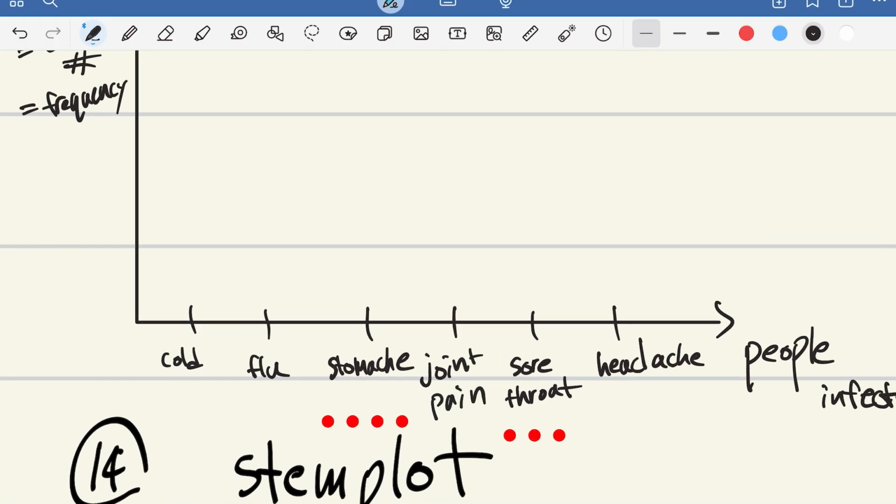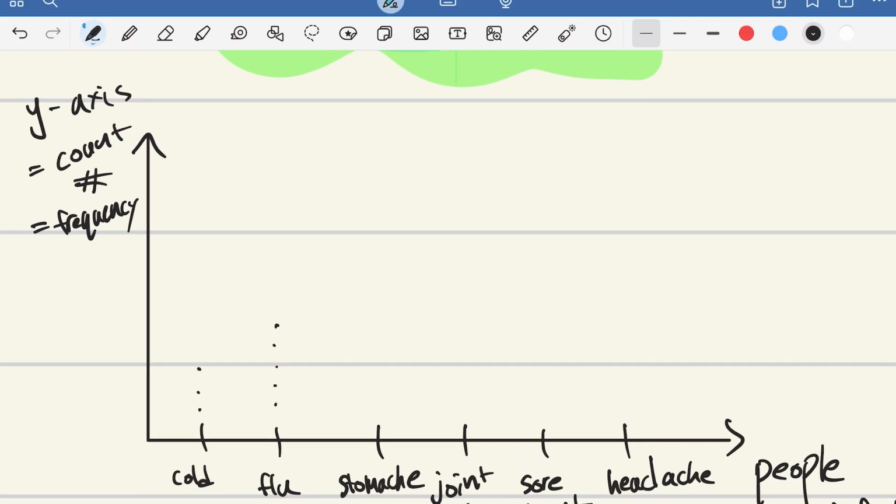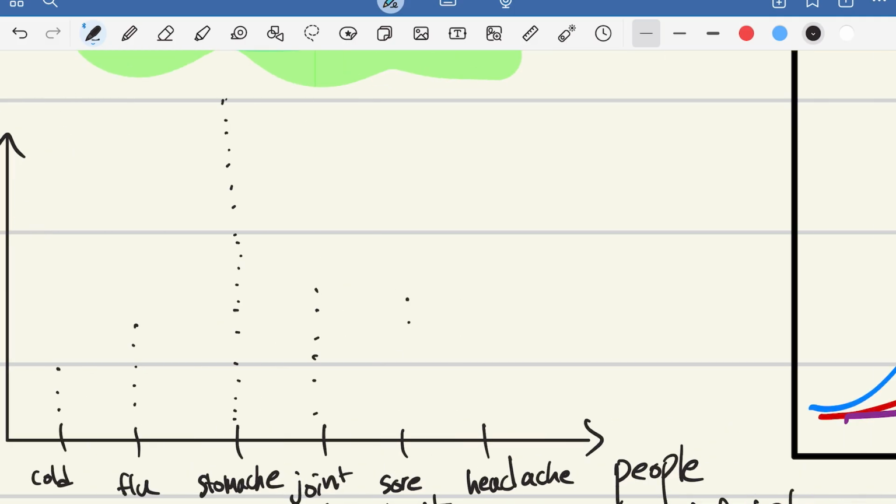So if only 3 people got a cold, we represent it as 3 dots. If 5 people got the flu, it's going to be 5 dots. When we say 20 people got a stomachache, it's going to be 20 dots. Like that. If 6 people got joint pain, 6 dots, and so on.